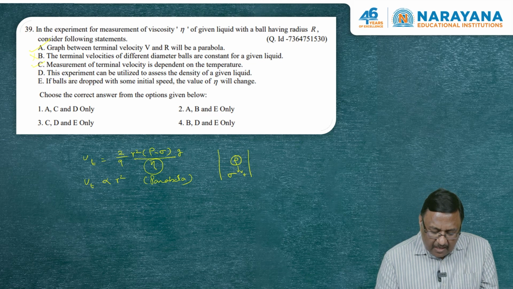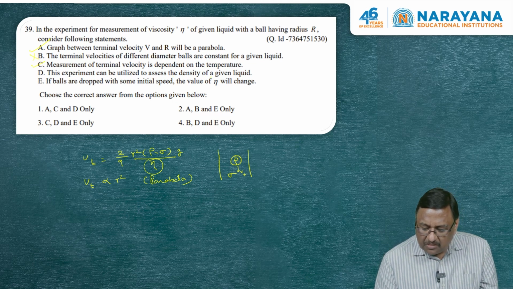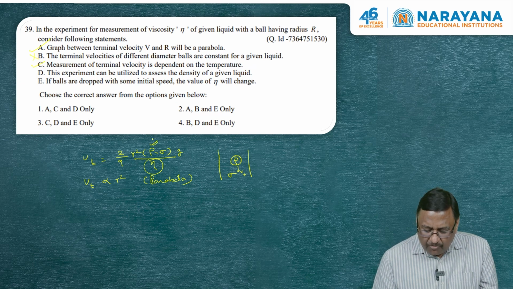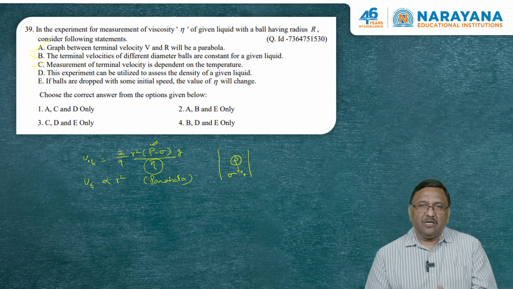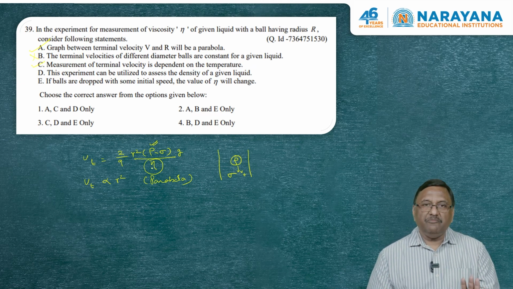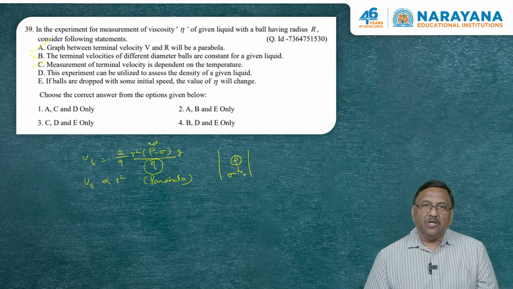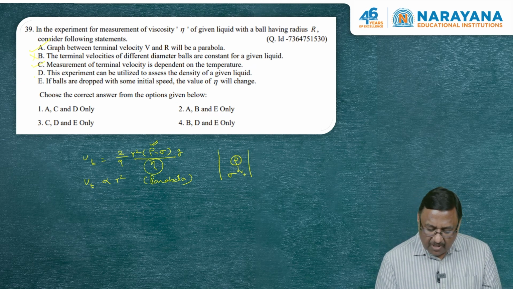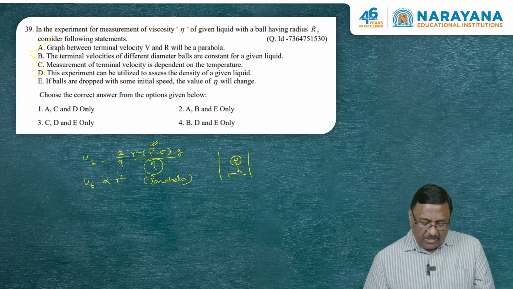D, what he is saying here, this experiment can be utilized to assess the density of a given liquid. Yes, because it depends on my density. If I want density here, suppose I know the terminal velocity of the two bodies coming in a liquid. If I know terminal velocity and the coefficient of viscosity, easily we can find the density of the liquid here. So yes, this experiment can be utilized to assess the density of the given liquid. D should be the right one.